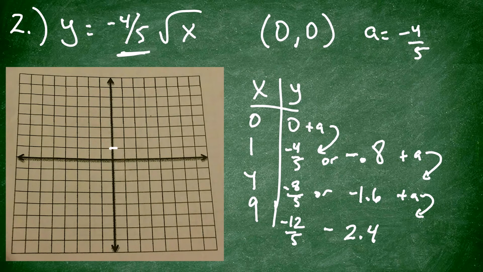I'm going to change my scale. I'm going to go by halves. So that's 1. That's 2. That's 3. I only changed the y. You don't have to change both. So I only changed y.